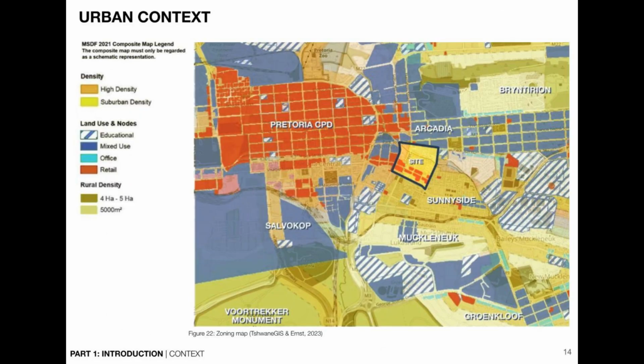Leading off from our theory, here we can see the larger context of Pretoria. On the northwestern side, we have Pretoria CBD, which is one of the oldest parts of the city. To the south of the city centre, we have Slavokop, which is an impoverished mixed-use residential area, and to the far north of our site is Arcadia, which is another old city suburb.